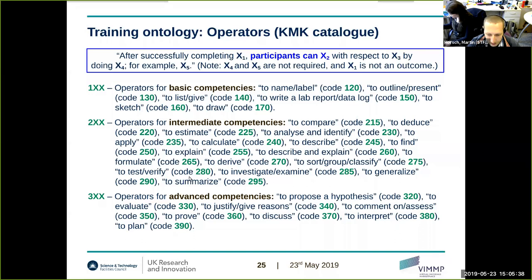So clearly, at a more advanced stage of learning, people would be ready to propose a hypothesis, as you have here as an example, whereas at a more basic level, people will be able to name what sort of concepts exist, for example. And in this way, we can make those statements, and we are now ready to describe what people want to achieve by a course, what people can learn from a document, and so on and so on.